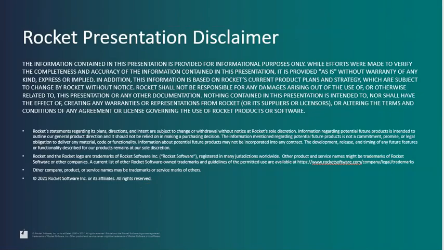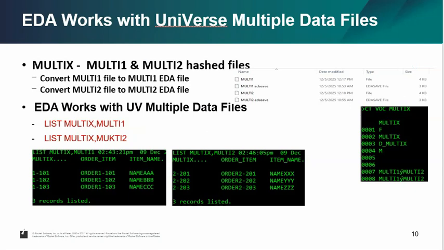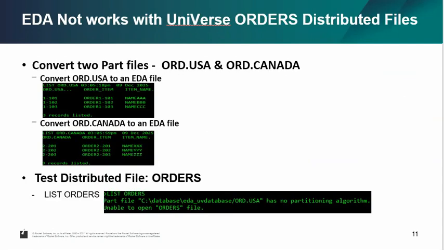We try to do the same thing for a distributed file. After you convert it, it's successful, but when you try to list the orders, you will see an error. Because the EDA file is a special file structure, it does not include the partitioning algorithm. So for right now, it's not working. If you need it, you need to create an enhancement request to make it happen.